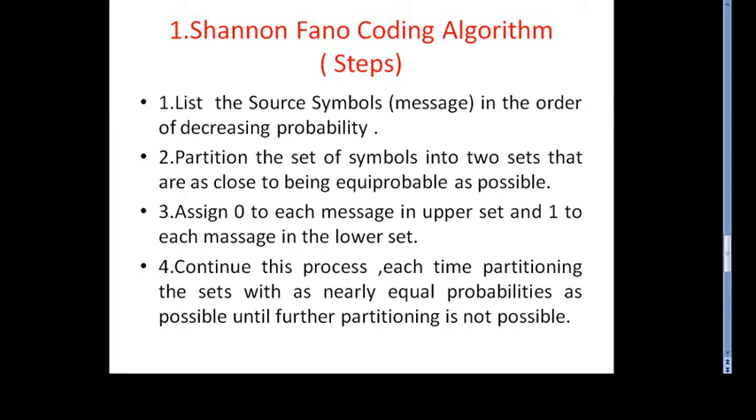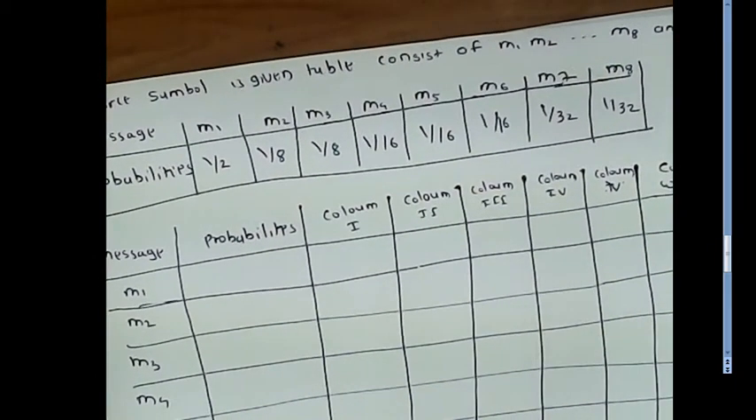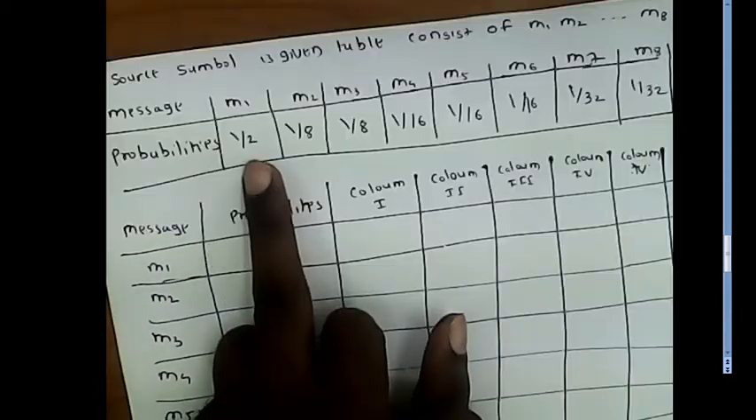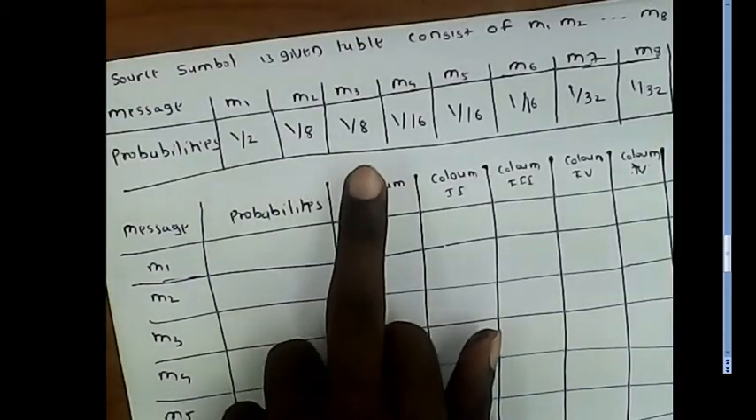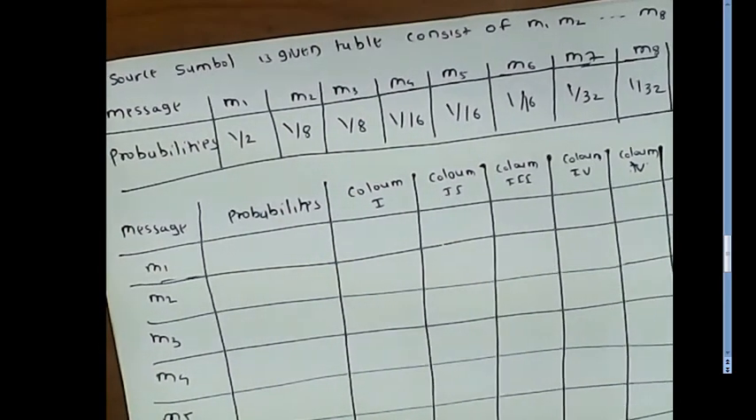So, for better understanding, let us take an example. Here the source symbol table consists of messages M1, M2 up to M8 with their probabilities. We can see the probabilities here: 1 by 2, 1 by 8, 1 by 8, 1 by 16, 1 by 16, 1 by 32, 1 by 32.